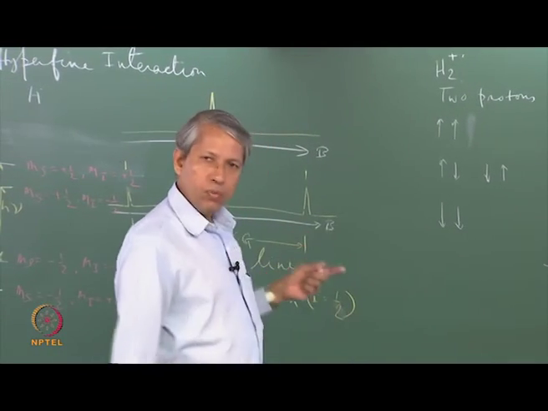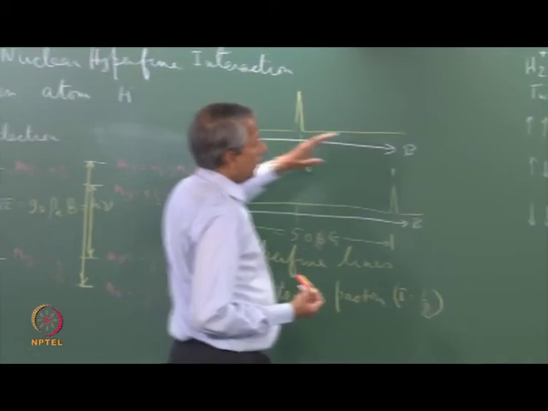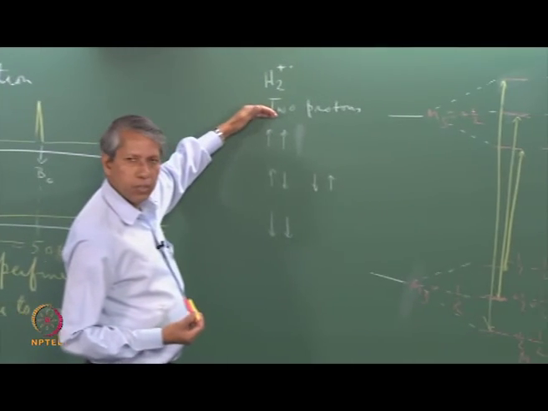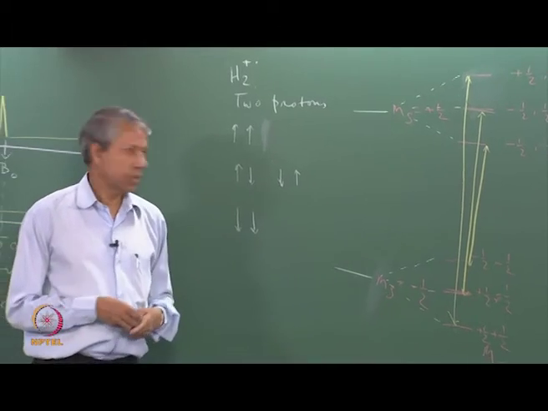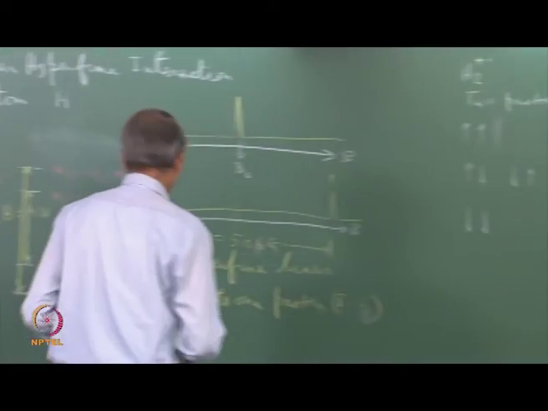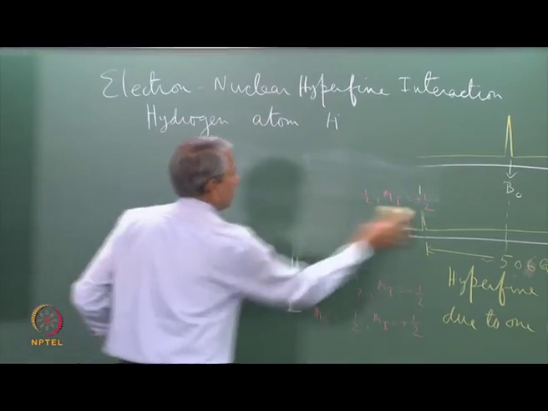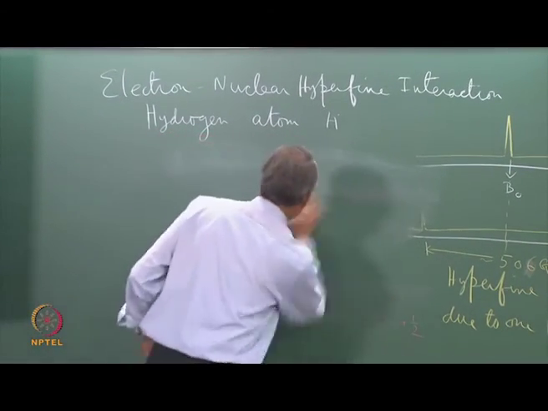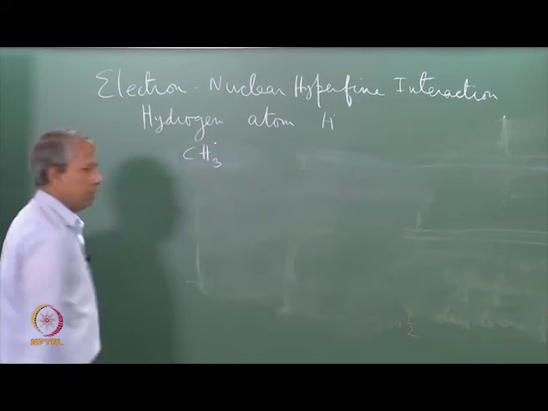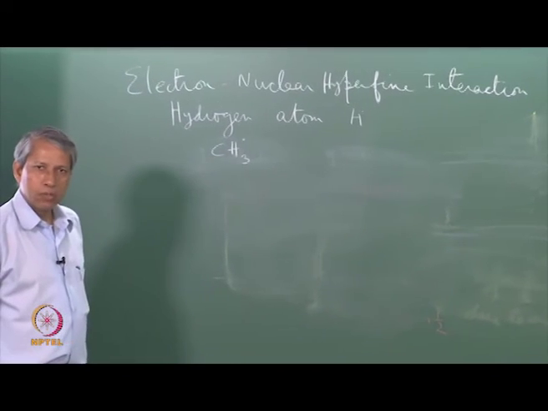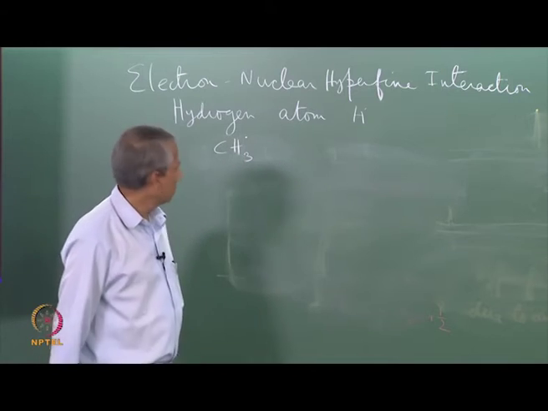So, we can continue further with this sort of argument. If I have more than 2 spin half nuclei, what will be the corresponding EPR spectrum? Let us do one more and then we will generalize after that. Suppose we have a system of 3 protons and that is also a radical. Something I can think of is, let us say, the methyl radical. These 3 protons are equivalent in all respects. So, I could draw a similar energy level diagram as earlier.